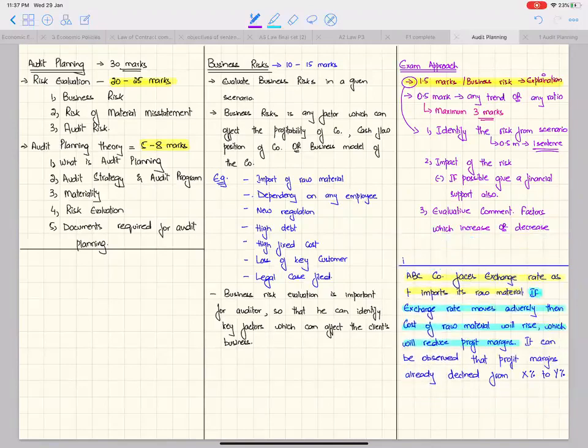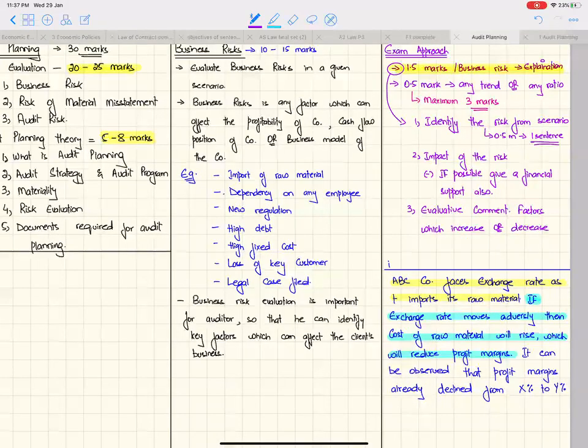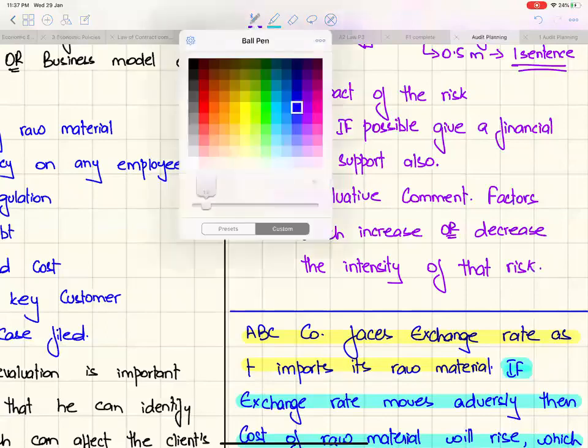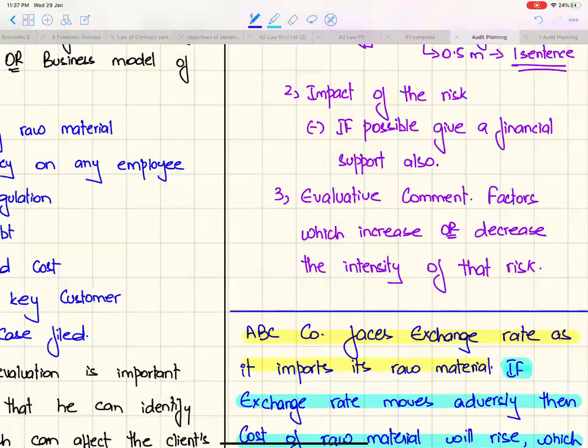Factors which increase or decrease the intensity of that risk. It would be a much better word. The intensity of that risk. That now you need to give an evaluative comment. Now, what do you mean by evaluative comment?